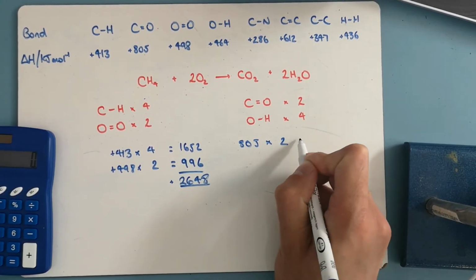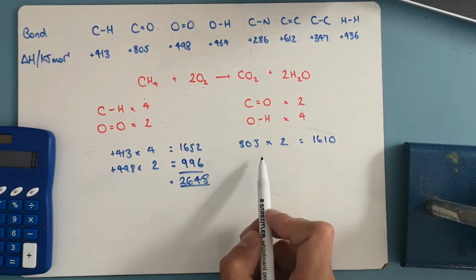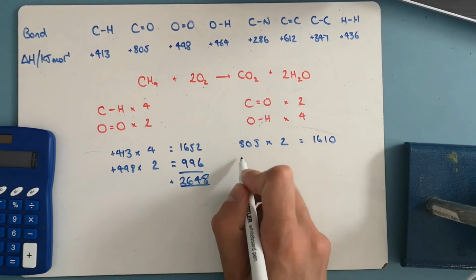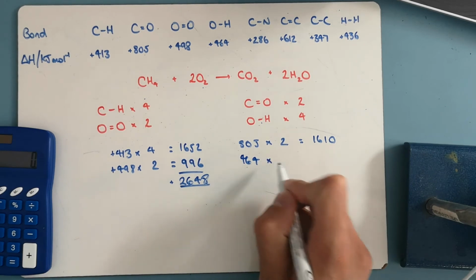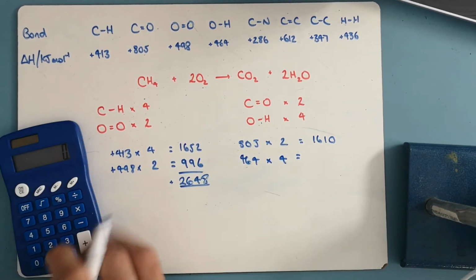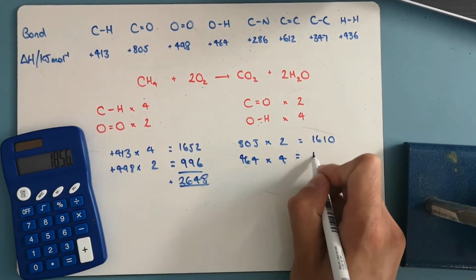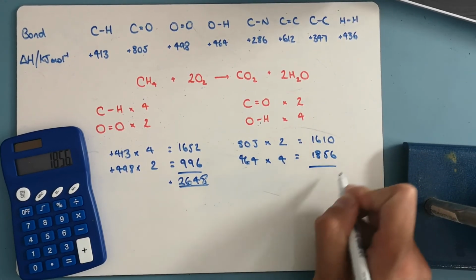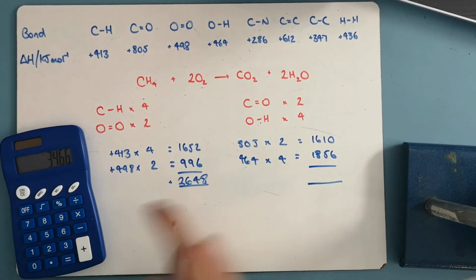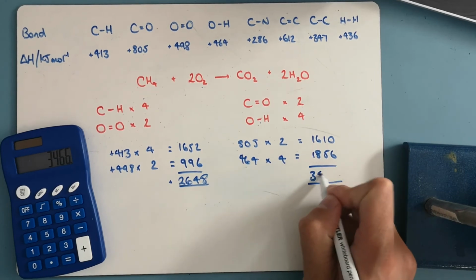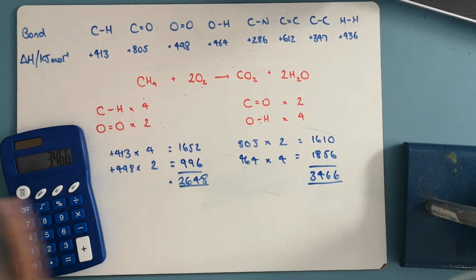I'm going to times that by 2. Because of that there, 1610. And then O-H is 464. You won't ever have to memorize any of these values. They'll all be given to you. Times 4. I'm going to give in and switch to a calculator. 3,466.